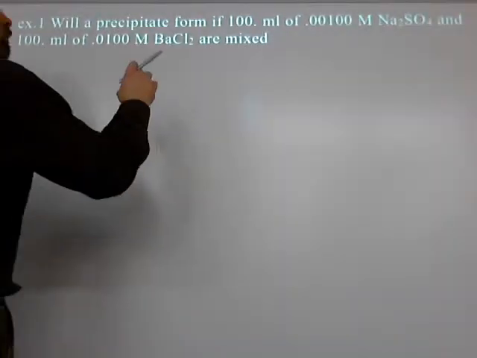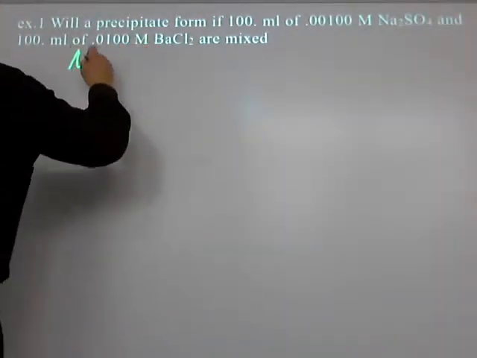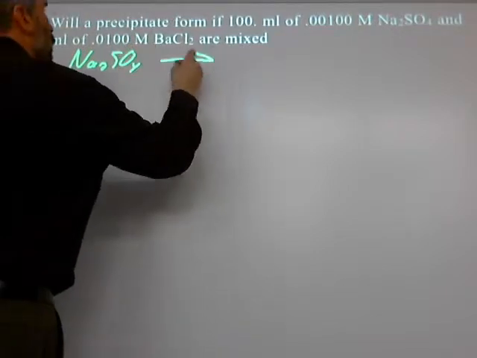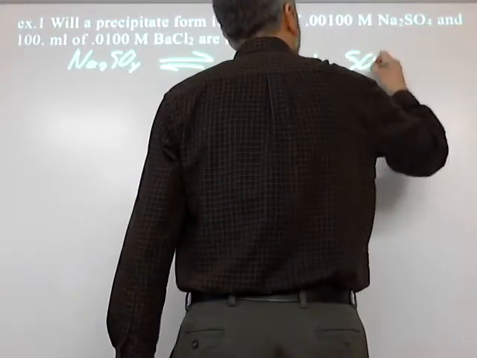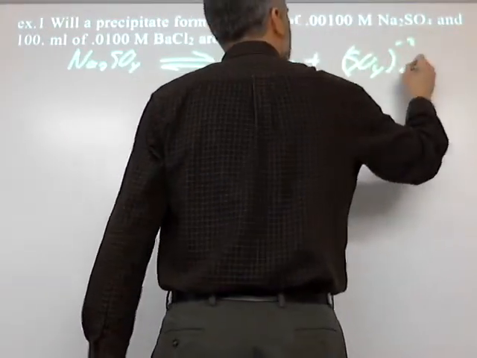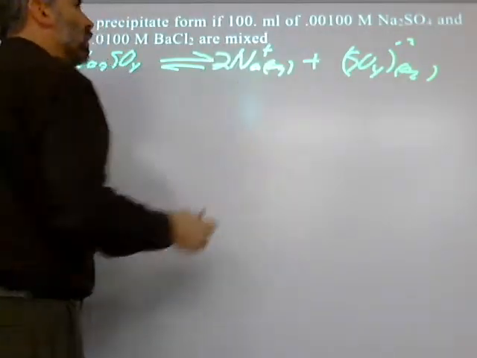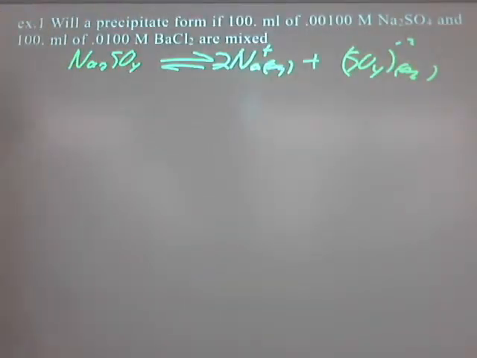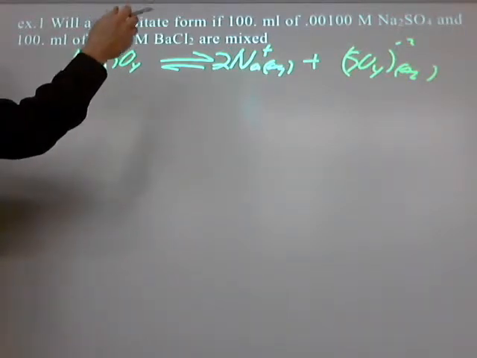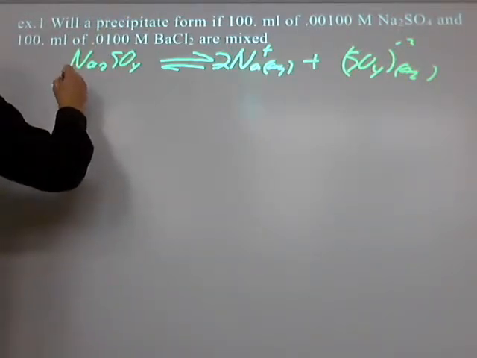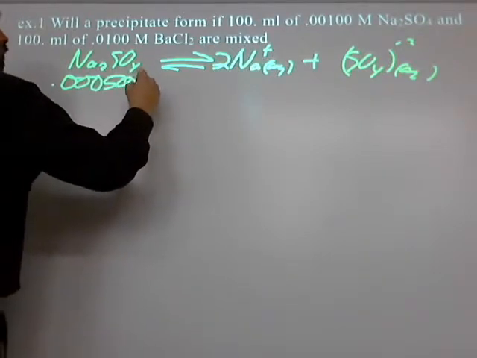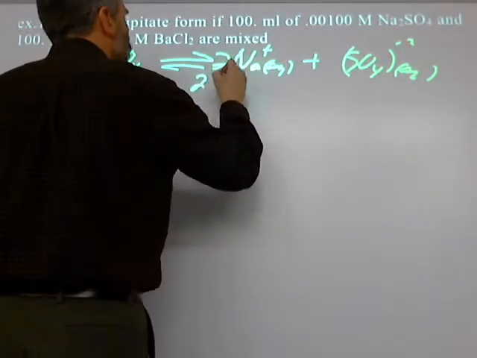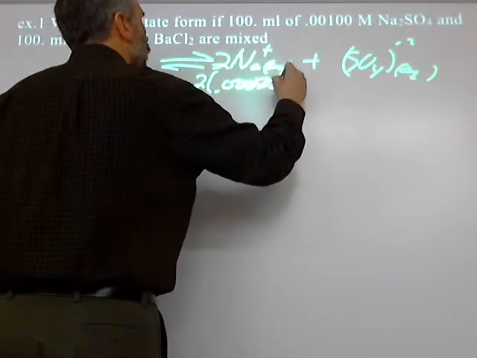So let's look at what happens when sodium sulfate dissolves. Na2SO4 dissolves into sodium ions, aqueous, and sulfate ions, aqueous. All right, I have to balance it with the 2 there. And what was the concentration I started out with? Is it 0.001 of that? No. What's it going to be? What's half of that? 0.00050 molar of this. I'm going to get 2 times 0.00050 molar.